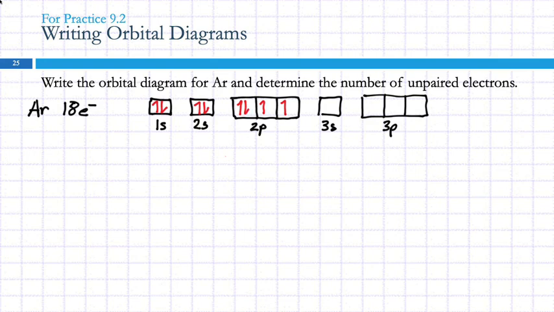So what did I say? That was 8, 9, 10, 11, 12, 13, 14, 15, 16, 17, 18. So that's the orbital diagram for argon. What do we mean by unpaired electrons? Electrons that have a bed to themselves. They're not sleeping with another electron. Are there any unpaired electrons? No, 0 unpaired electrons.